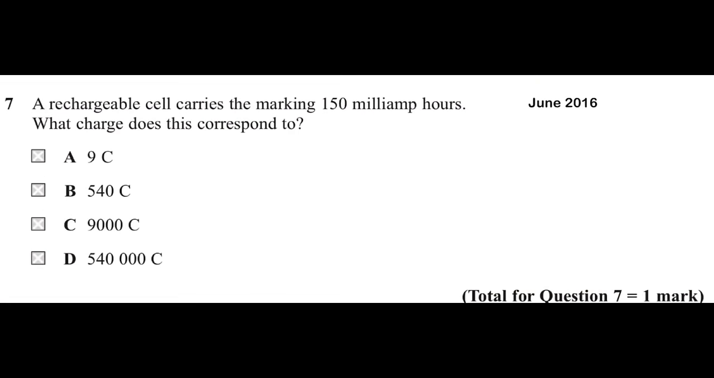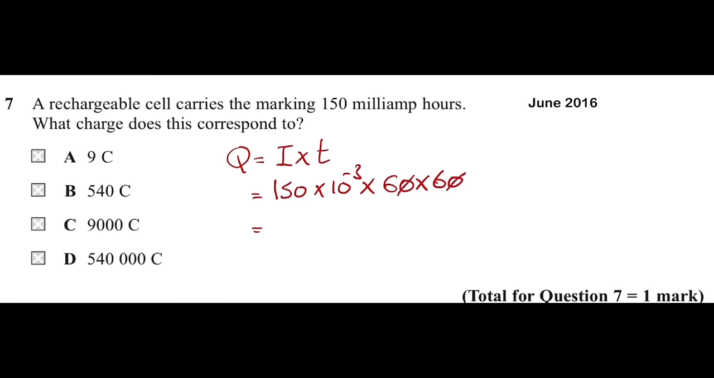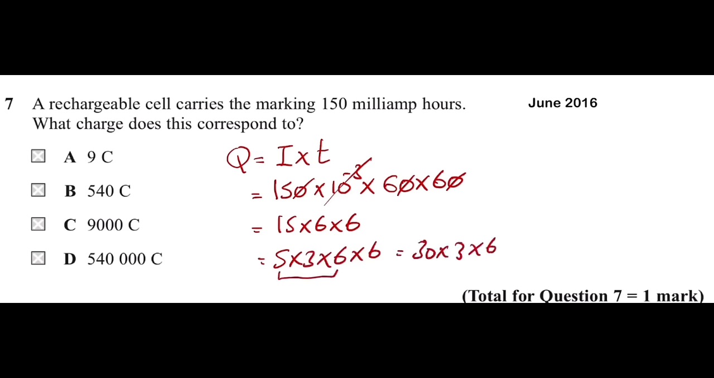For question 7, a rechargeable cell carries the marking 150 milliamp hours. What charge does this correspond to? So Q equals I, the current, times T. I is 150 milliamps, which is 10 power by minus 3, times the time taken, which is an hour, 60 by 60. Okay, use your calculator. You can also cancel out the zeros without a calculator, and cancel out the 10 power by minus 3, which is 15 times 6 times 6. 15 is 5 times 3, and 6 times 5 is 30, times 3 is 90, times 6 overall is 540 coulomb. The correct answer is B.